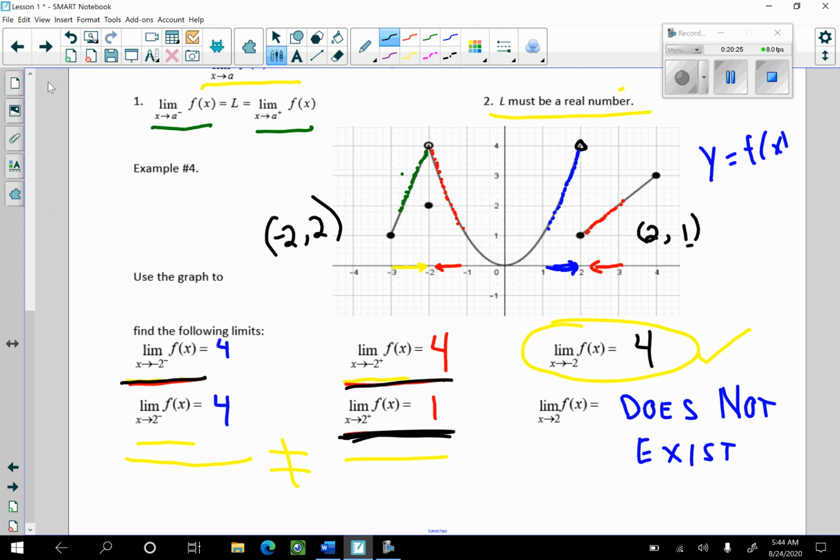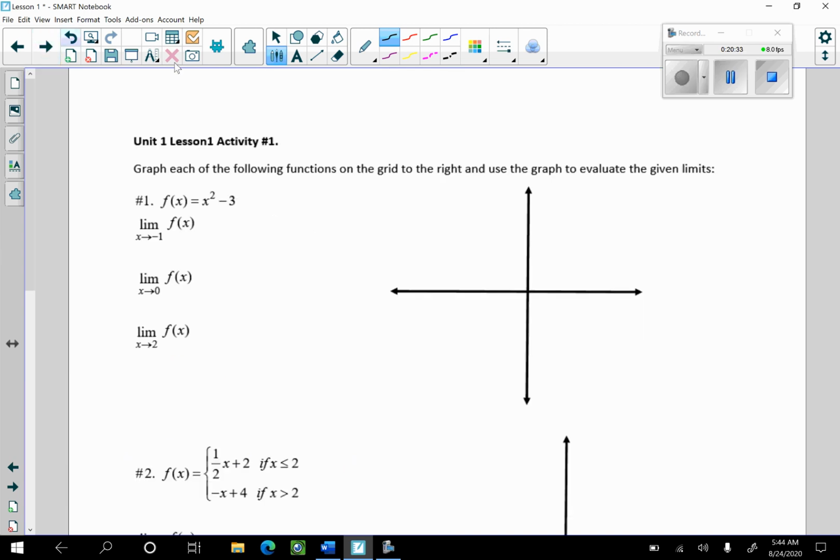So let's do the next page, and there are going to be 3 examples on this. And I'm going to give you a couple minutes. What I would like for you to do is to pause the video, and what you're going to do on this activity is graph each of the following functions on the grid to the right and use the graph to evaluate the given limits. And absolutely, ladies and gentlemen, use your graphing calculator if you have to. These are easy functions to graph, but use your graphing calculator to graph these.